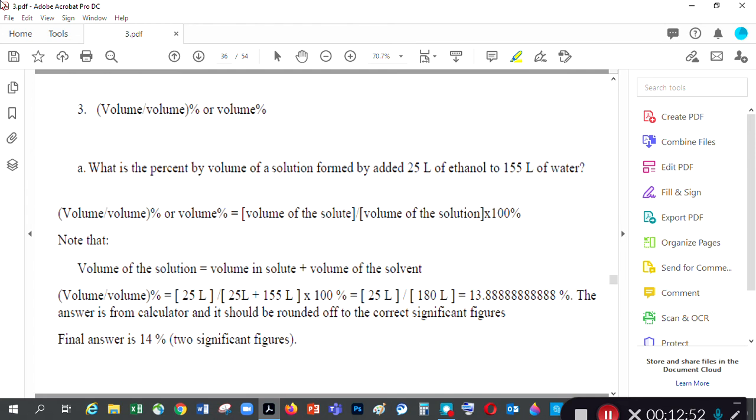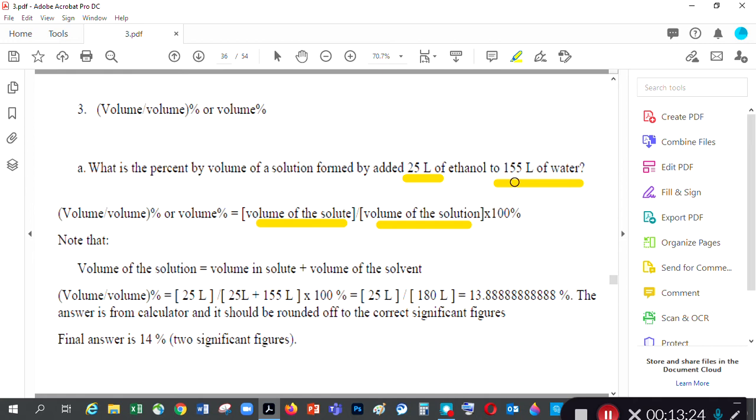So let's look at this example. What is the percent by volume of a solution formed by adding 25 liter of ethanol to 155 liter of H2O? Well, straightforward. The solute is the small amount, which is ethanol, correct? So this is your 25 liter, and here is the sum of both, 25 plus 155, correct?